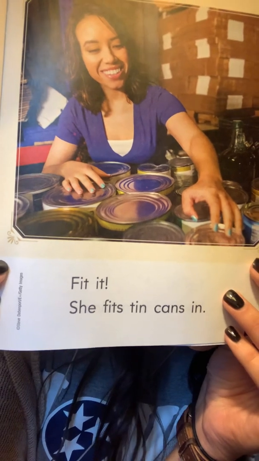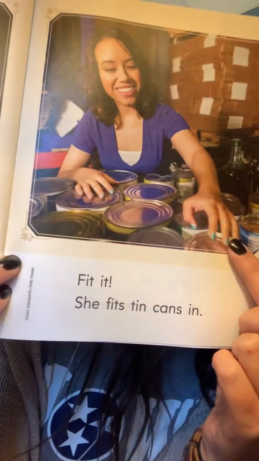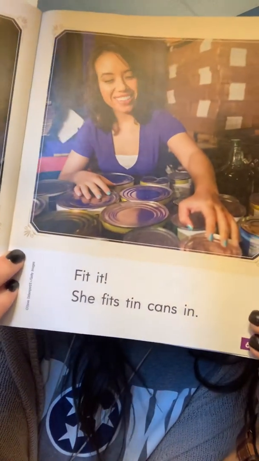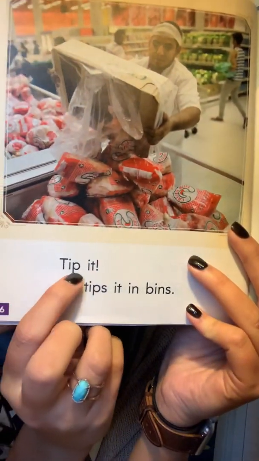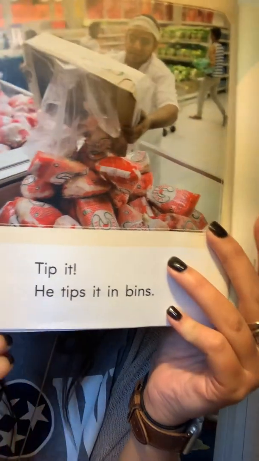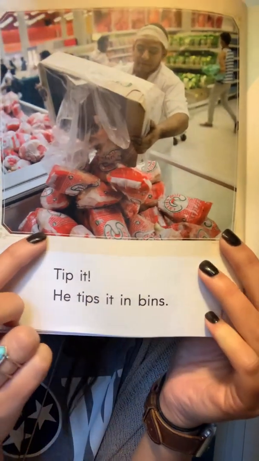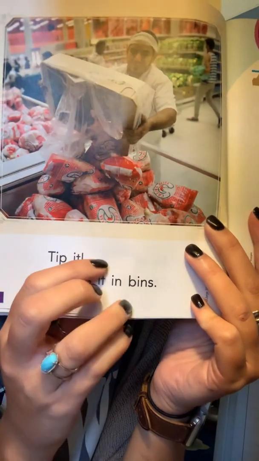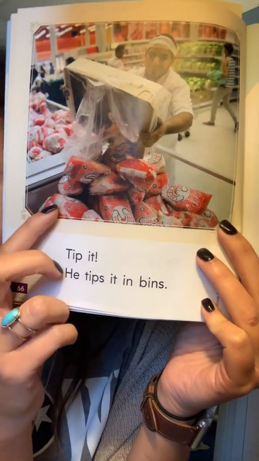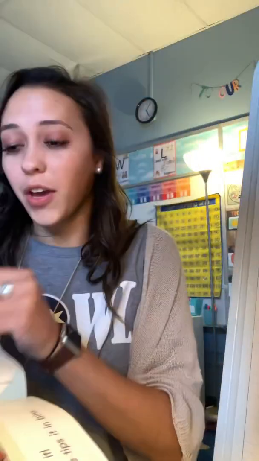Let's read this page. It says, fit it. She fits 10 cans in. Does she fit the cans in there? Yes, she does. Okay. This is our last page, and it says, tip it. He tips it in bins. So what does he tip these loaves of bread into? What is he putting it in? In different bins, right? So his job is to fill up bins. He's filling it up with bread. Okay. Very good. So did you guys learn about different kinds of jobs that are in grocery stores?